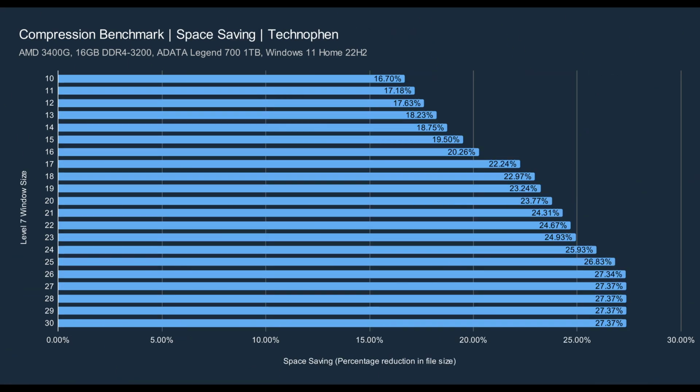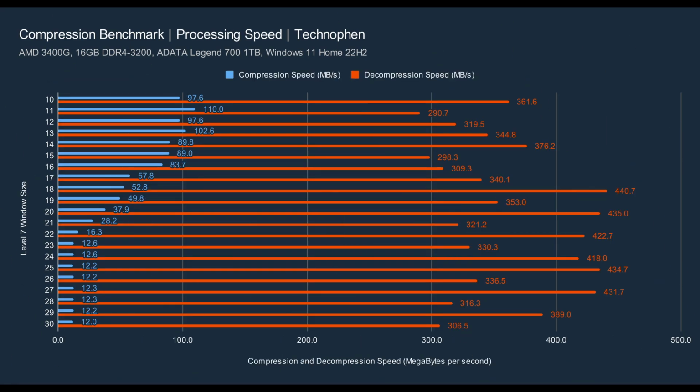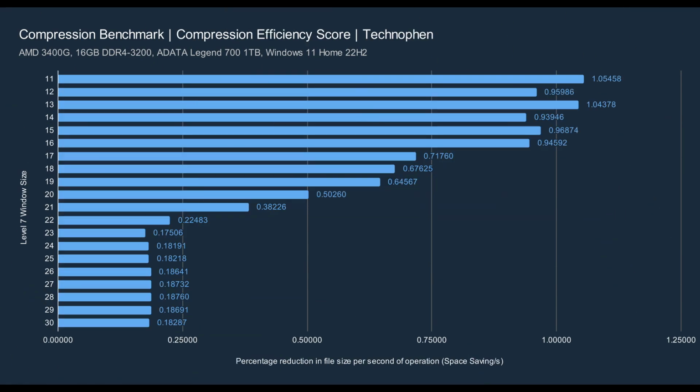Level 7 is the same story. It improves the compression by a tiny bit while taking considerably longer to process. Still, it's amazing to see the decompression speed is intact and high up as usual. Efficiency is hurt more again and we barely passed the score of 1.